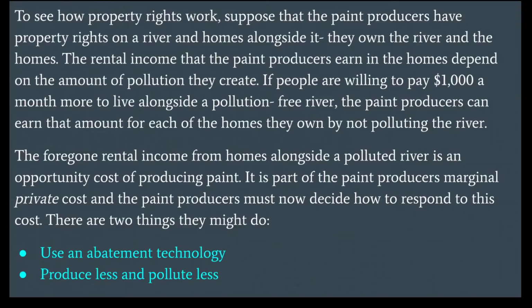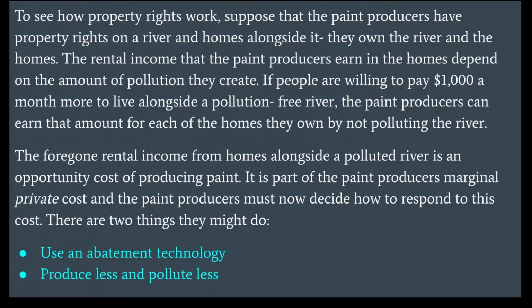To see how property rights work, suppose that the paint producers have property rights on a river and homes alongside it. They own the river and the homes. The rental income that the paint producers earn on the homes depends on the amount of pollution they create. If people are willing to pay $1,000 a month more to live alongside a pollution-free river, the paint producers can earn that amount for each of the homes they own by not polluting the river. The foregone rental income from homes alongside a polluted river is an opportunity cost of producing paint.